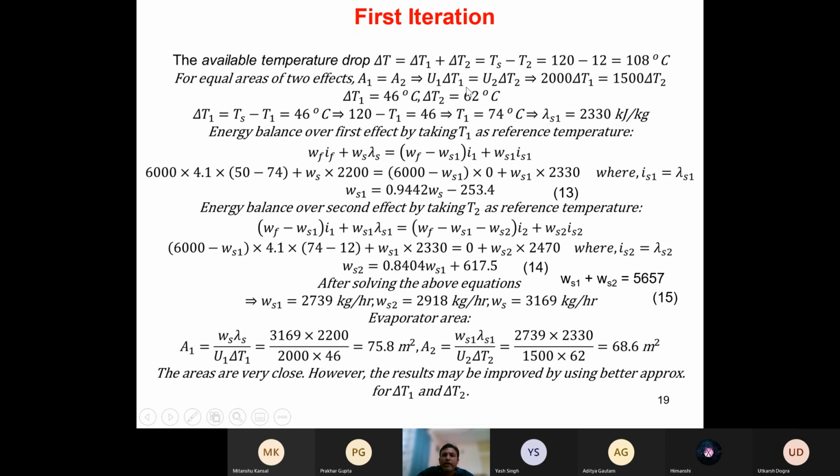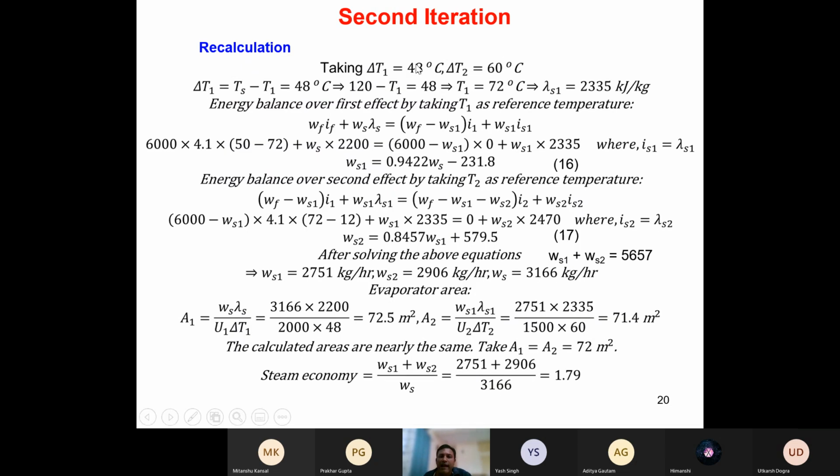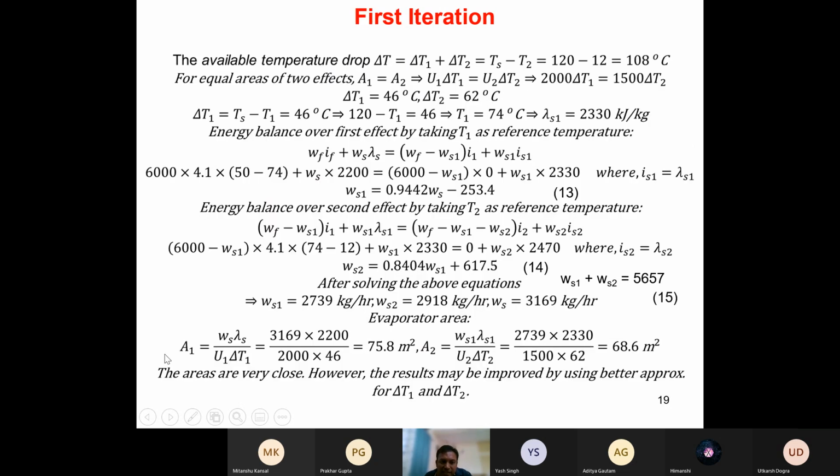So that's what we are going to do in iteration number 2. In iteration number 2, we have redistributed the temperature delta T1 and delta T2 slightly in order to make sure that this area A1 and A2 match. Remember, both the units are actually the same unit repeated one after another, so their area should match.